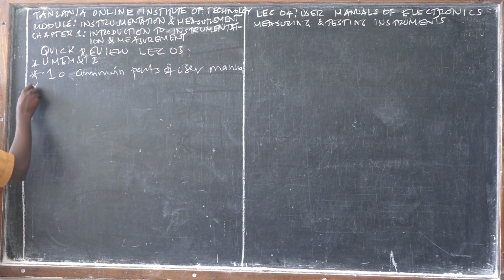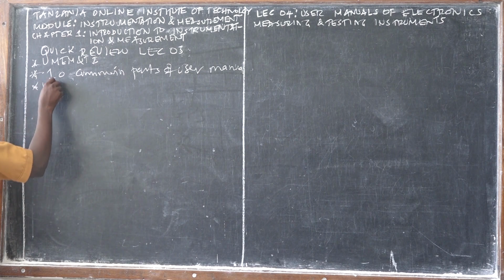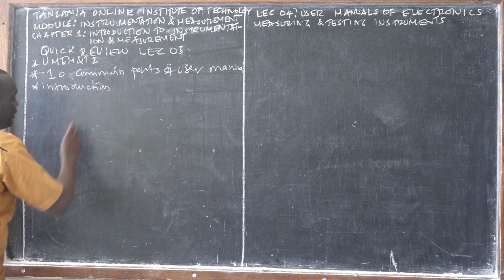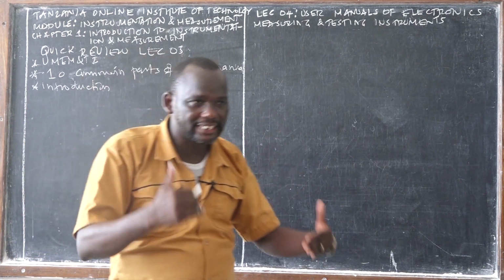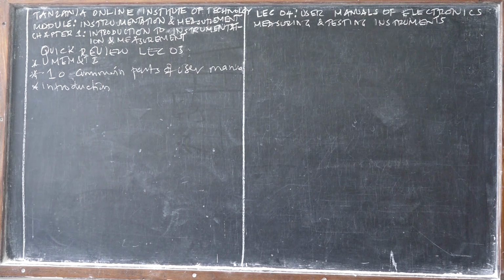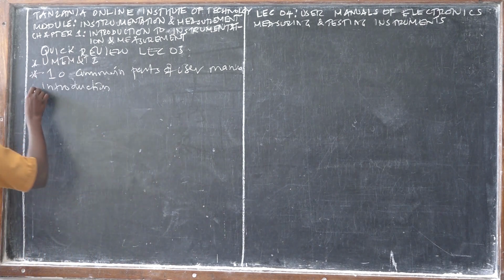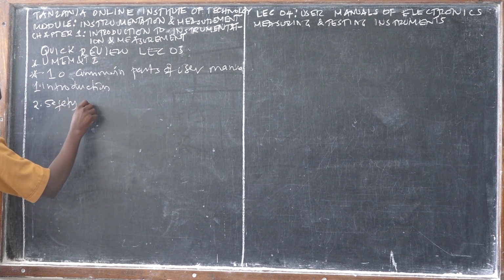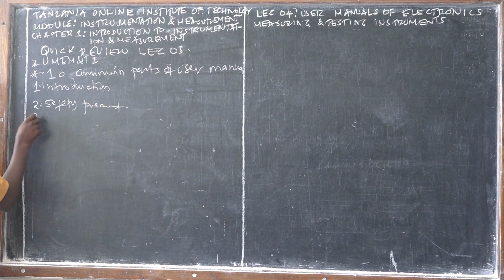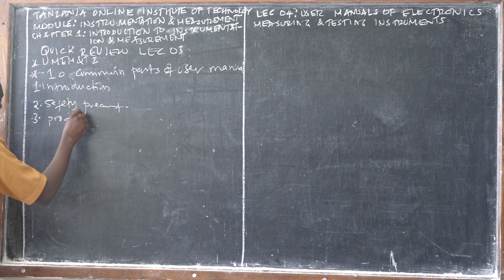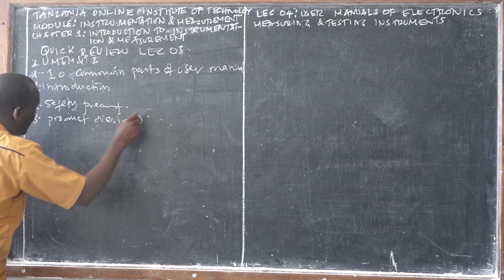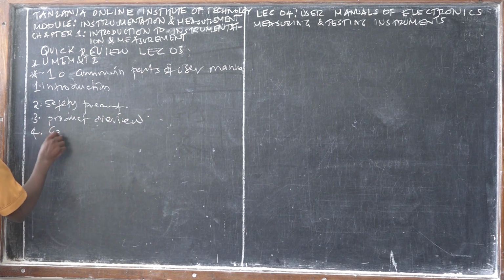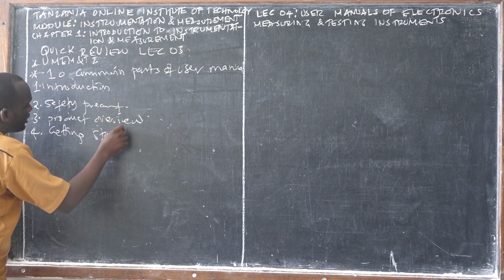Then we mentioned those 10 parts. The first part is called what? Introduction. We said that these main parts are arranged systematically from the first to the last, right? So you have to make sure that you maintain the order. The first one is Introduction. The second one is Safety Precaution. The third one is Product Overview. The fourth part is Getting Started.